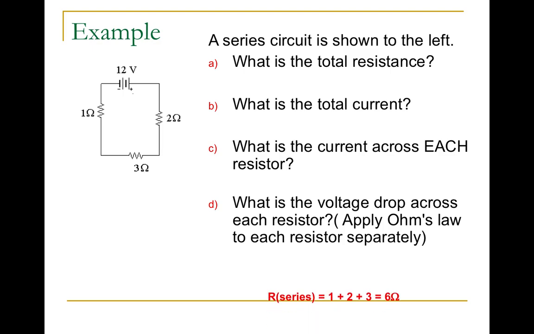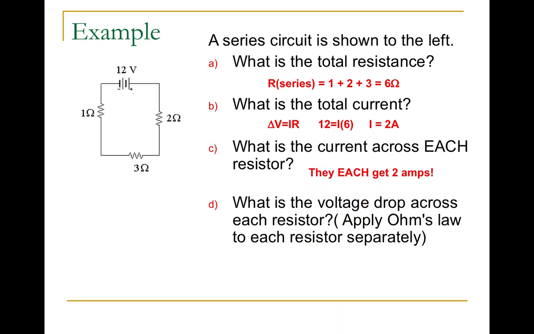So total resistance, 6 ohms. That's the sum of the resistors. Total current, 2 amps, using Ohm's law for the circuit as a whole. Find the current through each resistor. Well, that will also be 2 amps because the current is the same everywhere.